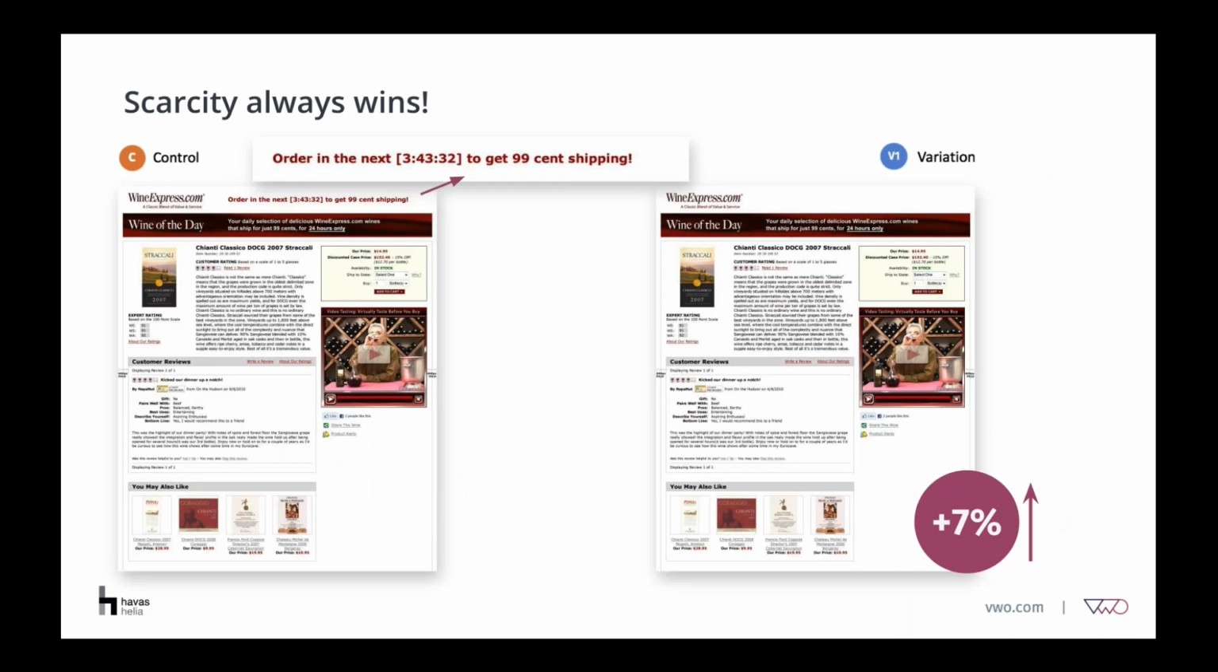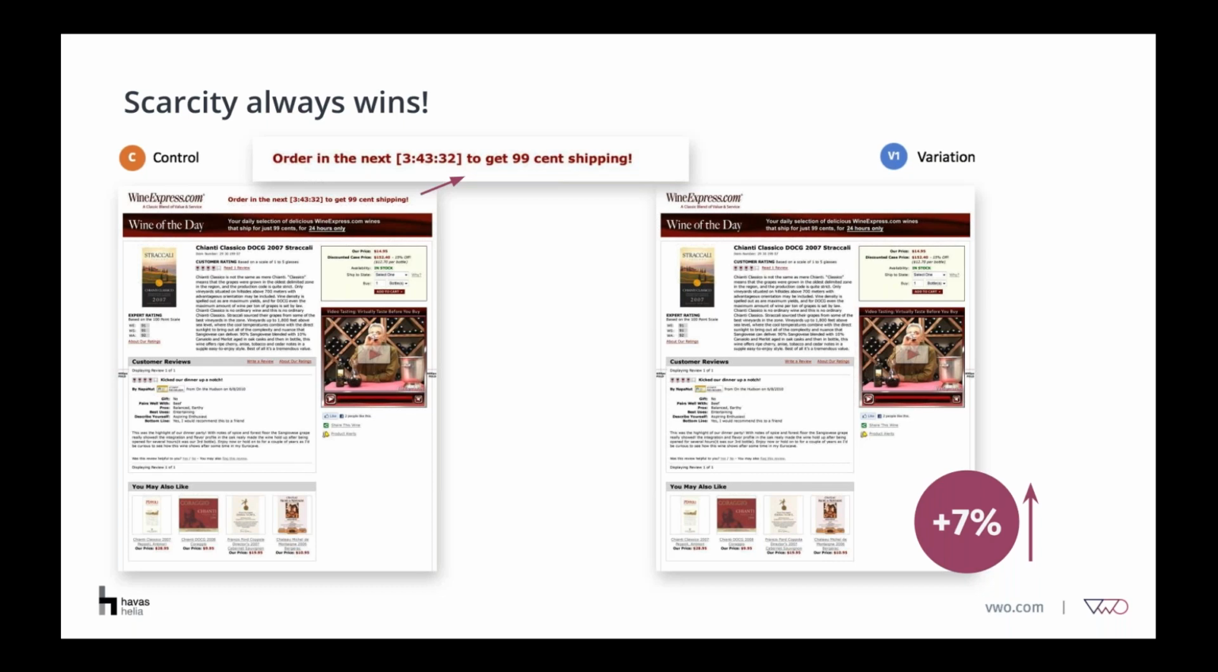So lastly, this is one of my favorite examples, where there is this website called wineexpress.com. It sells wines. All of us know that scarcity always wins. There is loss aversion, there is fear of missing out, and this is a very common technique which most businesses use. But what they did was create a variation where they removed the message "order in the next 3 hours 43 minutes to get 99-cent shipping."